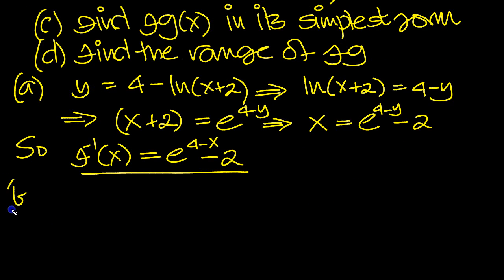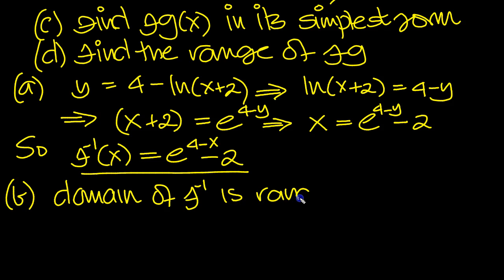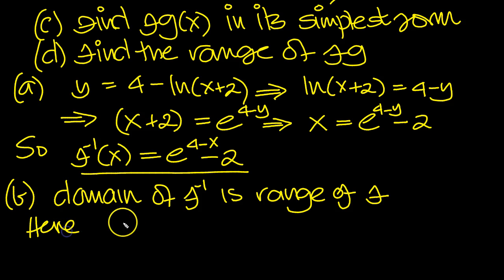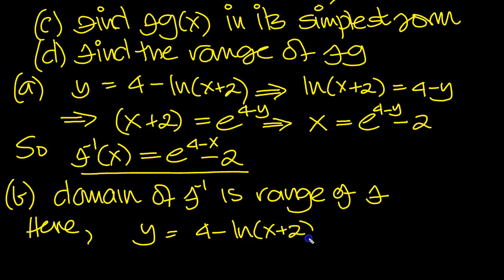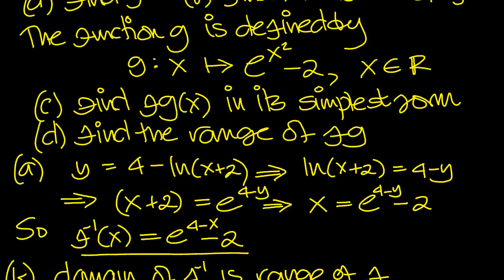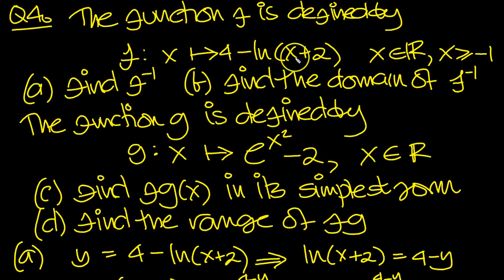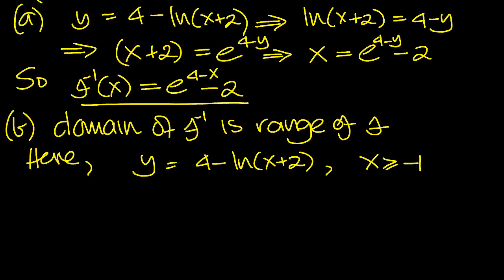Well, the domain of the inverse is just equal to the range of the original function, the range of f. So what is the range of f? Well, we look at our function here. It was y equals 4 minus ln of (x plus 2), and this was for x bigger than or equal to -1, wasn't it? Let's just go back up and remind ourselves that that was the case. There it is there. Okay, so we've got this function then.